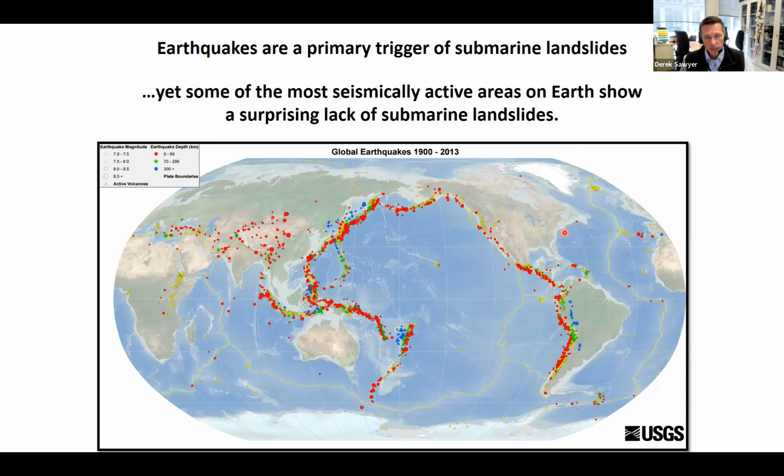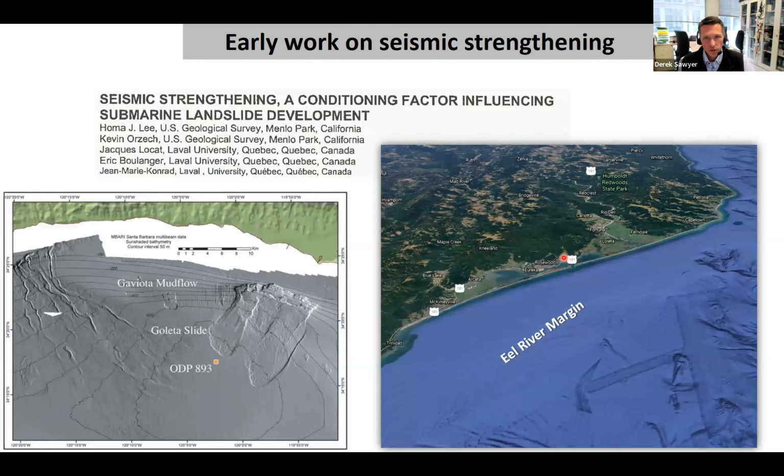Interestingly, however, we actually don't see that. We see a kind of puzzling observation where we have sort of the opposite result, with more and larger submarine landslides occurring on passive margins, where we actually have very little seismicity at play. And so people started to see this in the early 2000s.